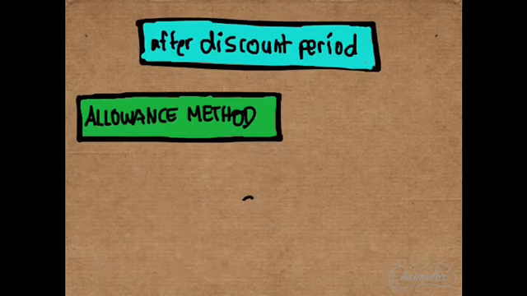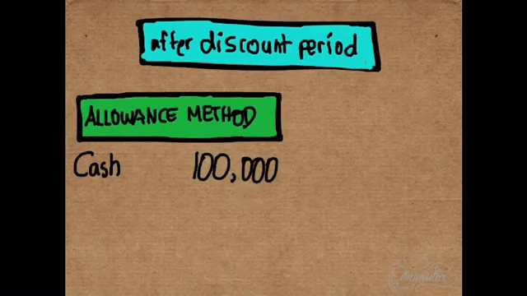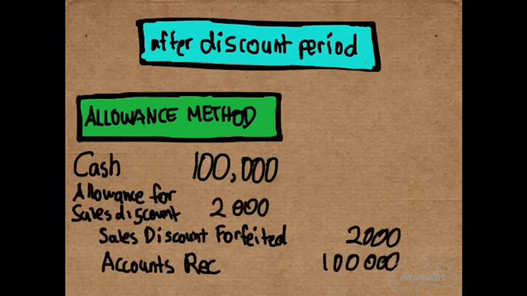But if the customer pays after the discount period, the journal entry would be a debit to cash for 100,000, a debit to allowance for sales discount for 2,000, a credit to sales discount forfeited for 2,000, and a credit to accounts receivable for 100,000.